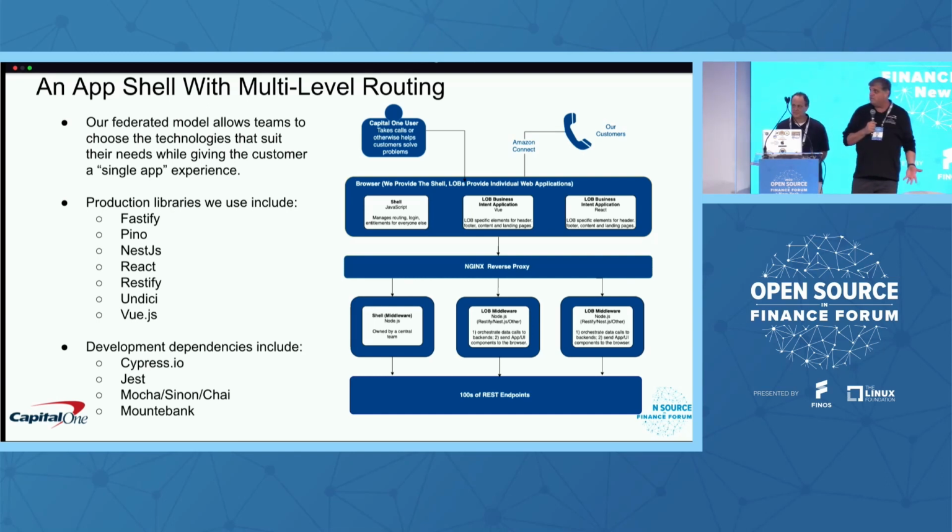We use a lot of the most popular open source libraries out there today, including Fastify, Pino, Nest.js, React, Restify, and Vue.js. Some of our development dependencies include Cypress, Jest for our testing, and then some of the older testing frameworks such as Mocha, Sinon, and Chai. We are looking at Playwright coming up so that we can start looking more into multi-browser testing, but that's one of our things to improve upon for the future.